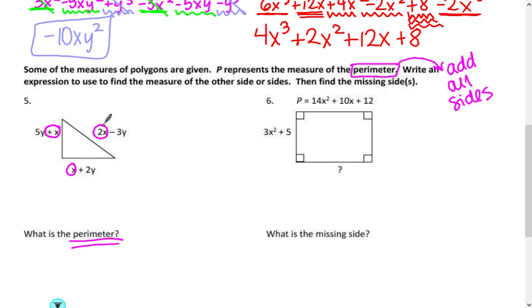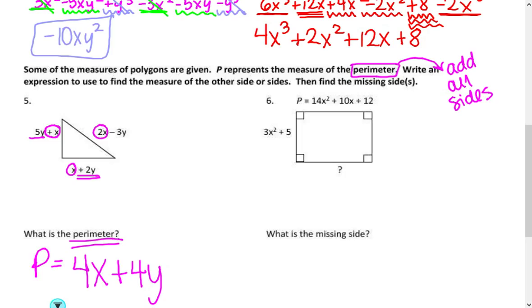X. So I have 2, 1, that's 3 x's plus 1 more x, that's 4 total x's. So perimeter is equaling 4 x's. All right, and then I'm going to go take a look at my y's. 5, 6, 7. 7 minus 3 is going to give me a positive 4 y's. Okay, and that is the perimeter of that figure.